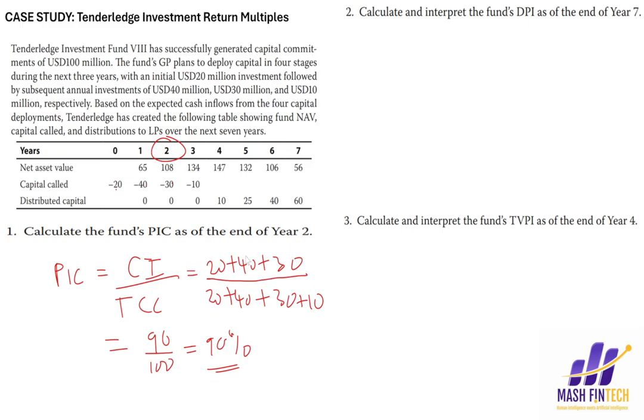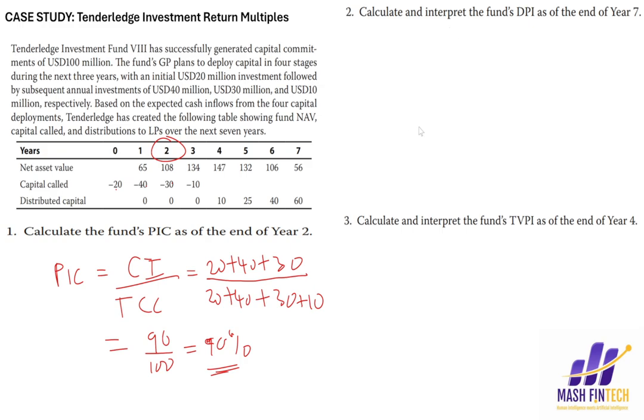Okay, so which means that this is near the end of its drawdown phase. It's near the end of its drawdown phase. 90% is quite high. Let's go to the second one, where you calculate the distributed to paid in.